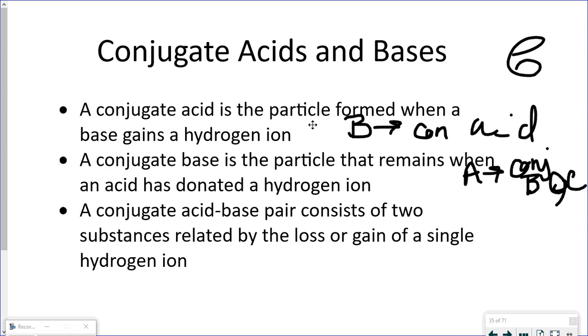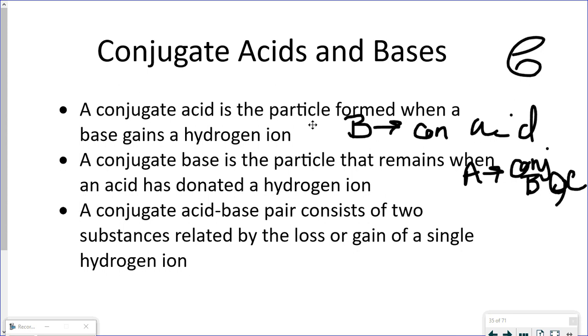So here we call these our conjugate acid-base pairs. These consist of two substances related by the loss or gain of a single hydrogen. So it's pairing up the base that becomes the conjugate acid or the acid that becomes the conjugate base. And note that it is not going to be an acid on both sides or a base on both sides. So it will flip back and forth.